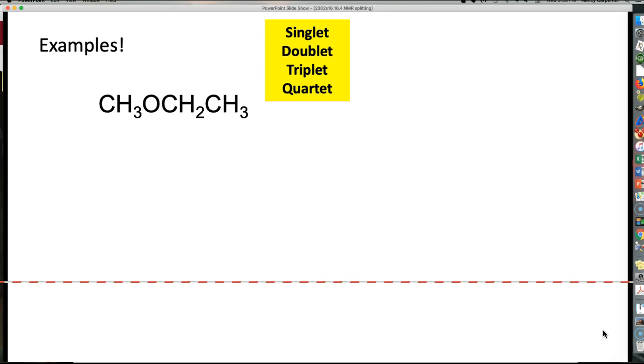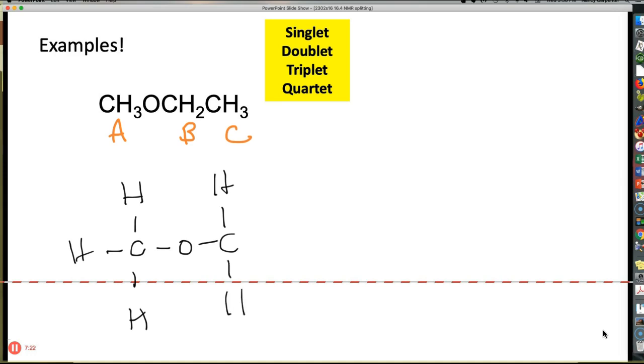How about this methyl ethyl ether? Well, first of all, how many different chemical shift equivalent hydrogens do we have? We have A, B, and C. All of these are in completely different electronic environments. This set of methyl hydrogens is really completely different from this set of methyl hydrogens. So don't think just because they're both methyls they have the same chemical shift. Different electronic environments.